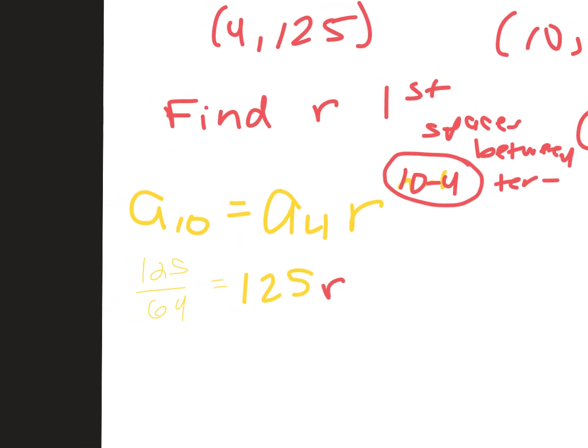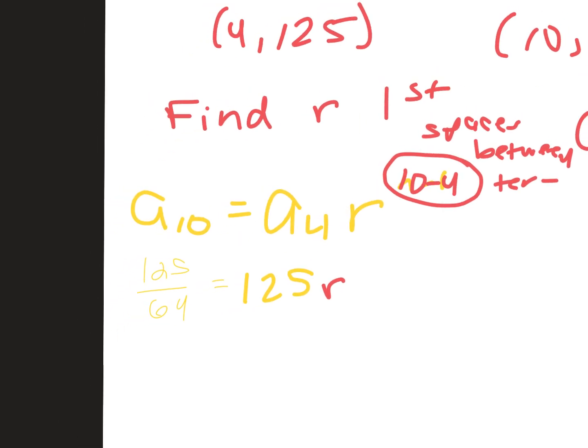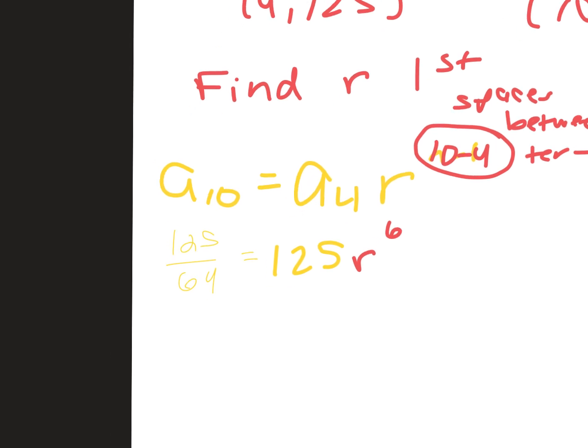So it's not going to be n minus 1. When you're finding the R, it's always going to be the spaces between. So how far is it from 10 to the fourth term? How many spaces? 6, okay? Every single time, you guys are going to do the same exact thing. So how do we solve for this? We're going to divide by what?